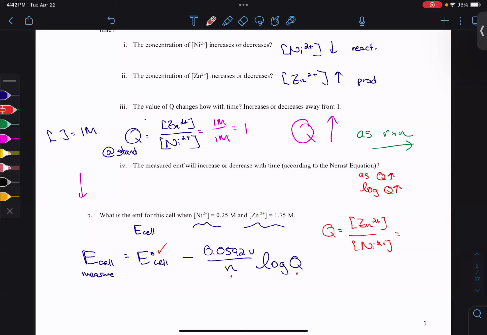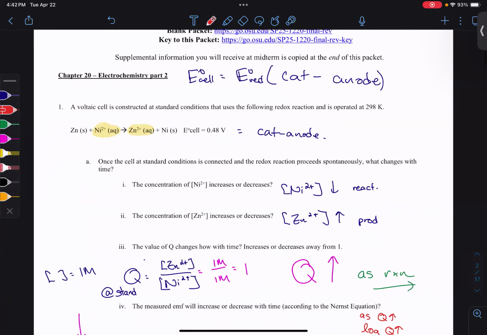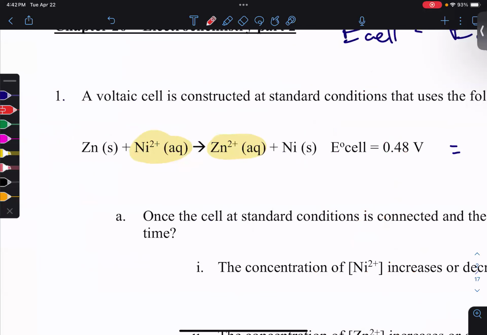So this is equal to 1.75 over 0.25. So Q is equal to something. Is that right? Yes, it's equal to 7. All right, and so we're going to shove that into that expression. We just need to get n. And so to get n, we want to look at the balanced chemical redox reaction.